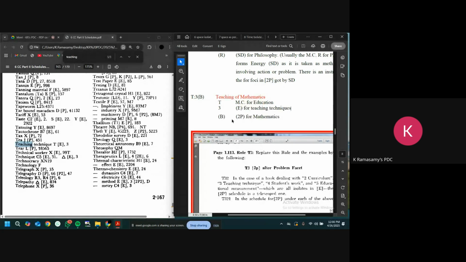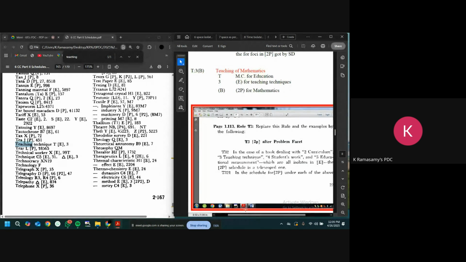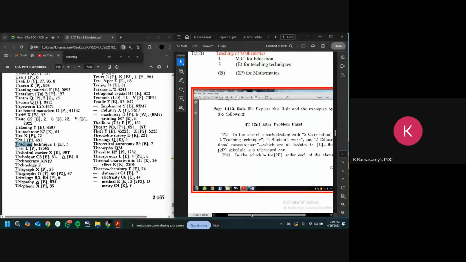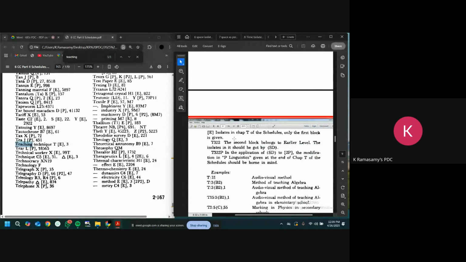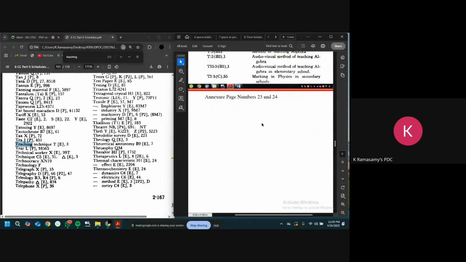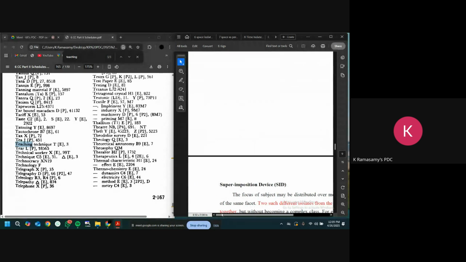So T:3 bracket B. So how do we know that here we can use subject device? There's a rule. For example, you go to the rule part, it says very clearly for teaching technique what you can do. They say that the second block belongs to the earlier level. The isolates in it should be got by subject device. Okay. So I do it based on the rules. CC has given sufficient instructions in all the required places to add subject device. Apart from this, even if there is no instruction, you can do that, but be very careful.